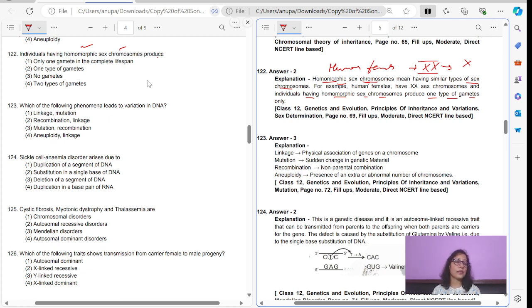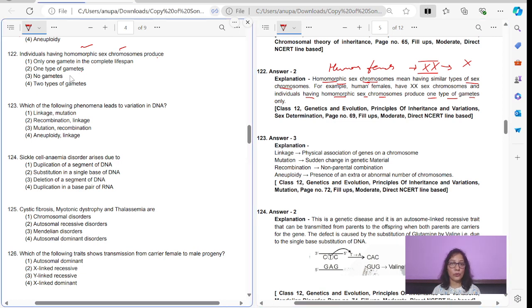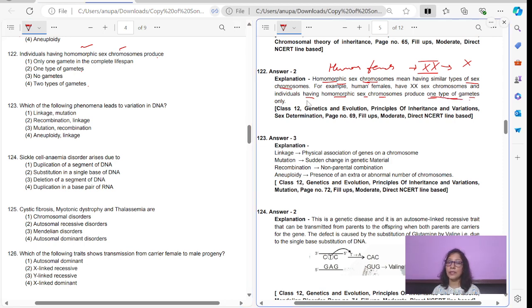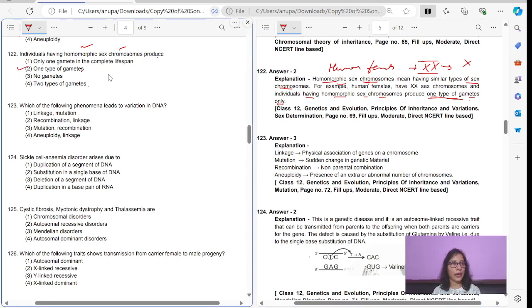Let's see the options. The first option is only one gamete in the complete lifespan. It is wrong, it does not produce only one gamete. Next is one type of gametes. Third option is no gametes, and then two types of gametes. The answer is clearly one type of gametes is produced. So the answer will be option number 2, one type of gametes.